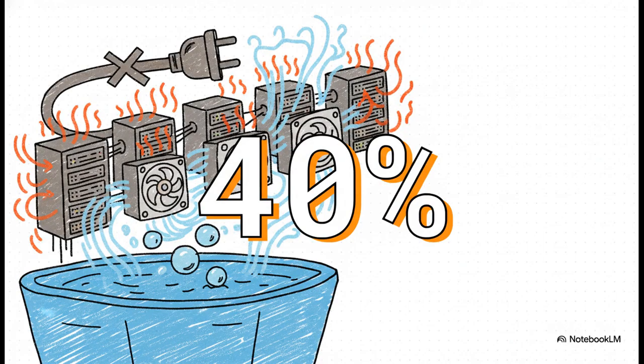But honestly, it gets worse because we aren't even using that power efficiently. The third stat reveals a massive inefficiency. 40% of data center energy is wasted purely on cooling alone. That's almost half. Almost half of the energy pumping into these massive facilities isn't even running computations. It's going straight into industrial HVAC systems and massive water cooling pumps just to keep those dense server racks from physically melting down under their own thermal load.